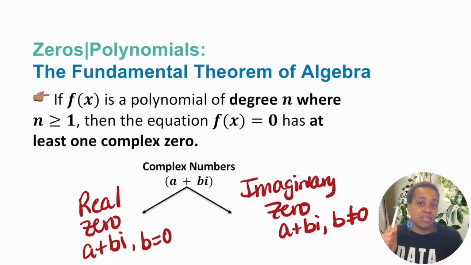You just have to determine, are all the zeros rational? Or are the zeros irrational? Are they imaginary? You have to find what zeros there are, but just know there is at least one zero. You just have to find it.